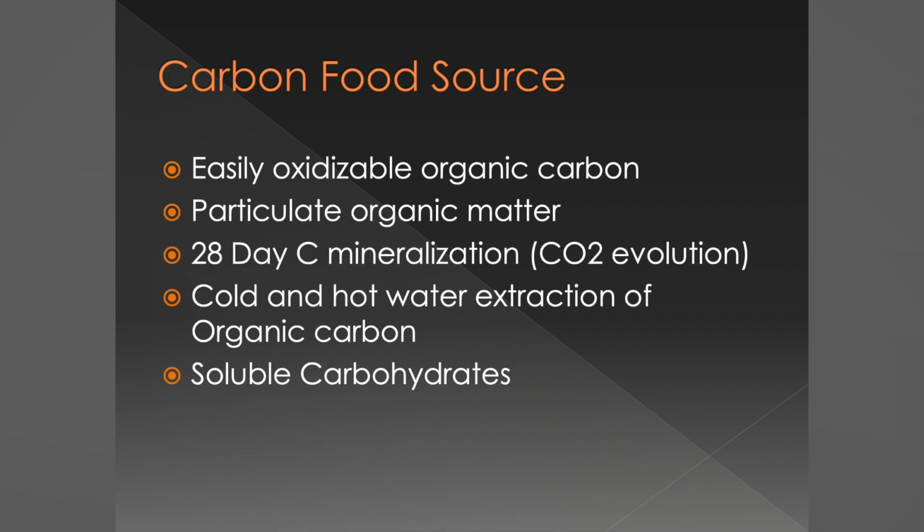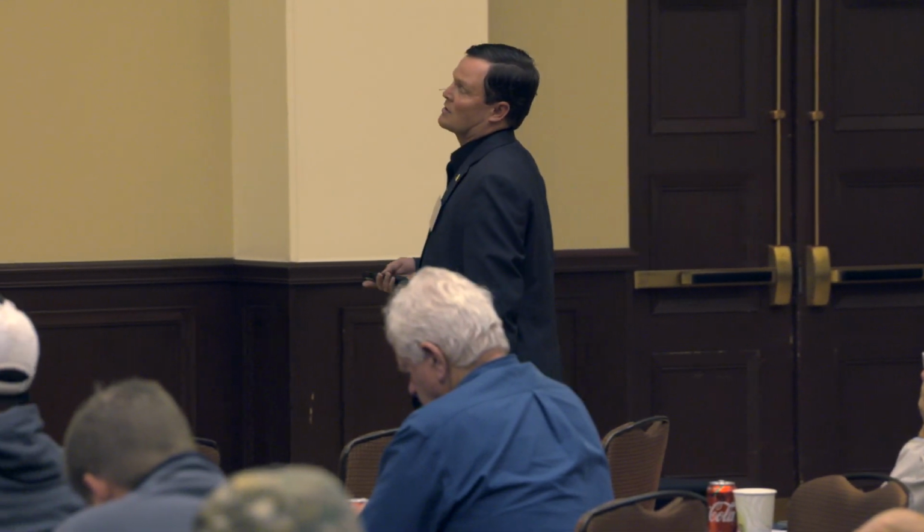Then carbon food source is another one that people look at. The easily oxidizable organic carbon is one method. You can look at particulate organic matter. You can look at 28-day carbon mineralization, which is a CO2 evolution method. You can look at a cold and hot water extraction of organic carbon, or you can look at soluble carbons. And these are just a list of the things we could analyze to get a carbon food source number out of.